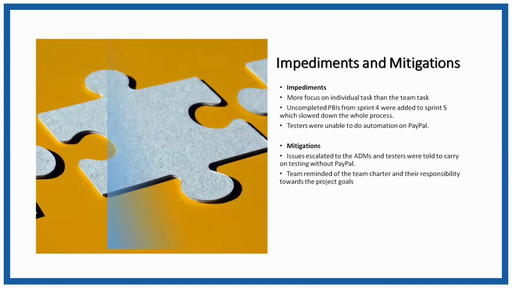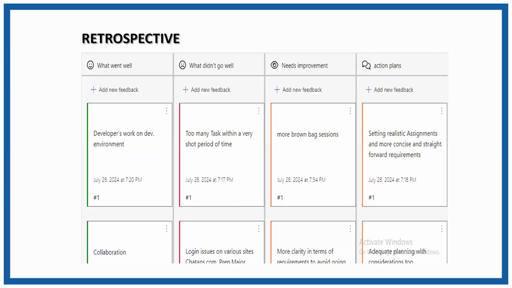The impediments and mitigation: more focus on individual tasks and the team task. Uncompleted PBIs from Sprints 3 and 4 were moved to Sprints 5 and 6. As mitigation, issues were escalated to the ADM and testers were told to carry out testing on paper. Next, we have the retrospective board.